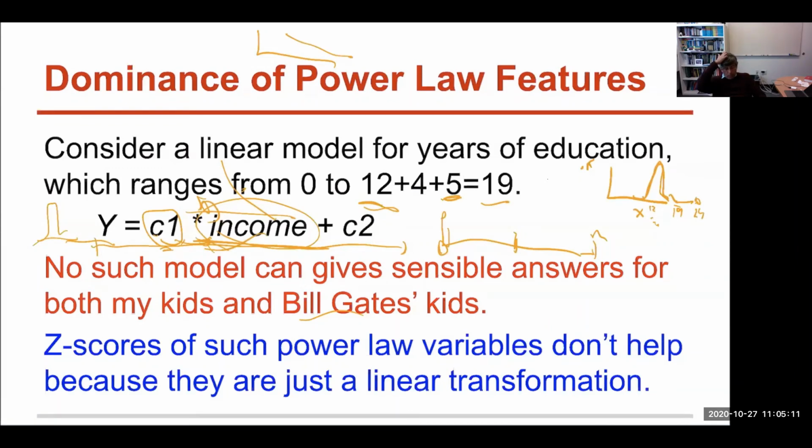So recognize that the z-score transformation is just a linear transformation. Taking the z-scores of power law variables won't change the shape of the distribution. But taking a nonlinear function like a log would have the property of changing the distribution to a shape that might be better than that. Any questions? Do people see why it's important to sometimes change the target variables? Okay. Any questions? Okay.